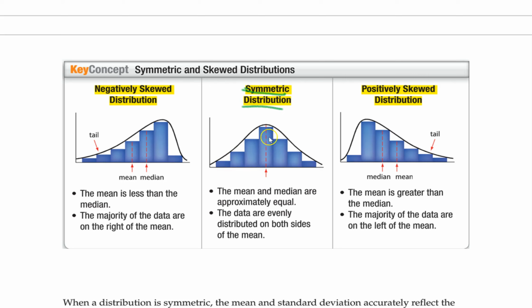Key thing here with the symmetric graph, look at that graph. The key thing is that the mean, the average, equals the median. Remember, median is the middle number. So they're both right here, right down the middle. That's the symmetric data, equally on both sides. Now the next couple are where it gets a little tricky.